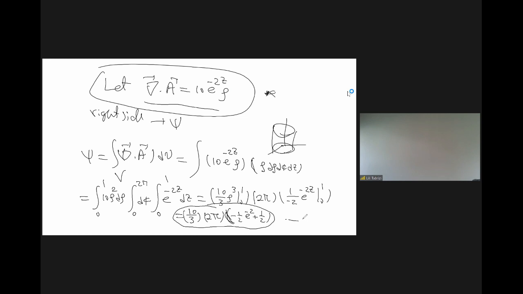Let the divergence of A equal something. Apply the divergence theorem and find the flux. The integral of the divergence over the volume gives you the flux. The divergence is already given, so I define the cylindrical coordinates and integrate. The result is 20.